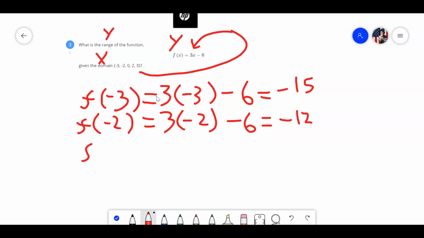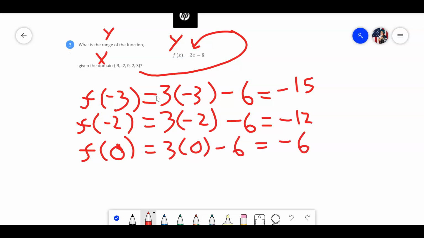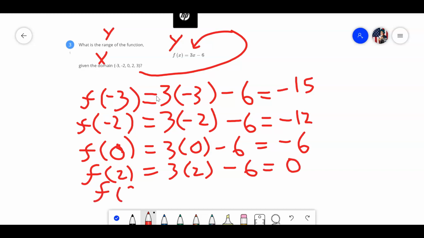Okay, now I'm going to do these next ones a little bit quicker because you get the idea. F of 0 means 3 times 0 minus 6, which is 0 minus 6, which is -6. Let's plug in 2. F of 2 means 3 times 2 minus 6. 6 minus 6 is 0. And then f of 3 means 3 times 3, which is 9, minus 6, which gives me 3. Now, if that is my domain, I plug them in and I get my ranges.